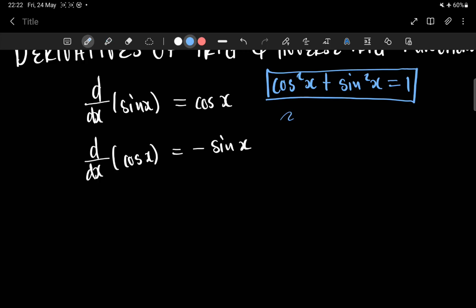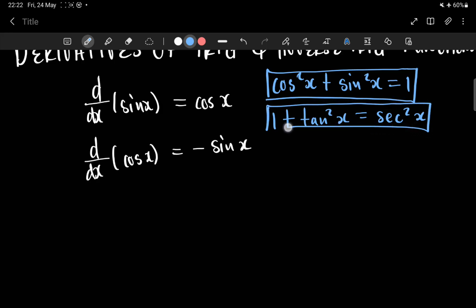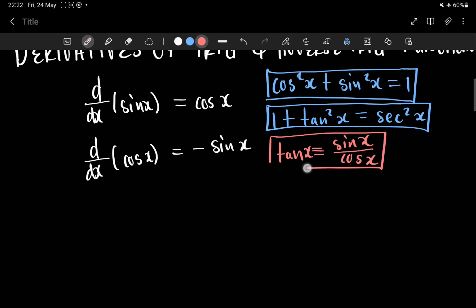That's the first identity. The other one is 1 plus tan squared x is equal to sec squared x. Okay, so sec squared x is 1 plus tan squared x. You say to me, what is this secant thing? What is secant? Here, that's the other thing to know. First is that tan x is the same as saying sine x over cos x. Okay, that's the third thing to know.